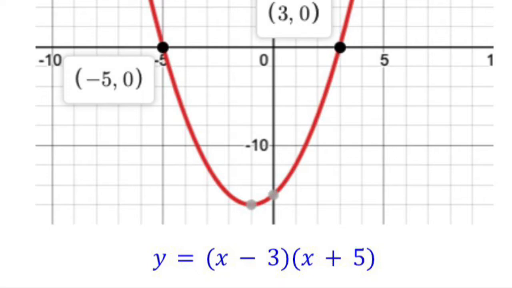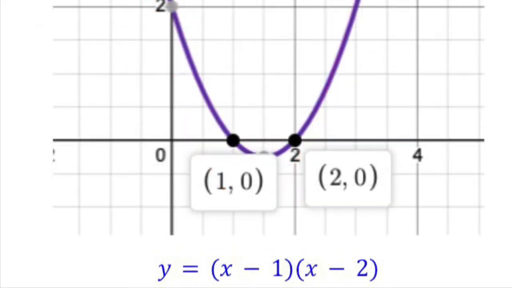So let's look at this equation in factored form. y = (x - 3)(x + 5). Notice the x-intercepts: positive 3 and negative 5. In the bracket it says minus 3 and the x-intercept is plus 3. In the bracket it says plus 5 and the x-intercept is minus 5.